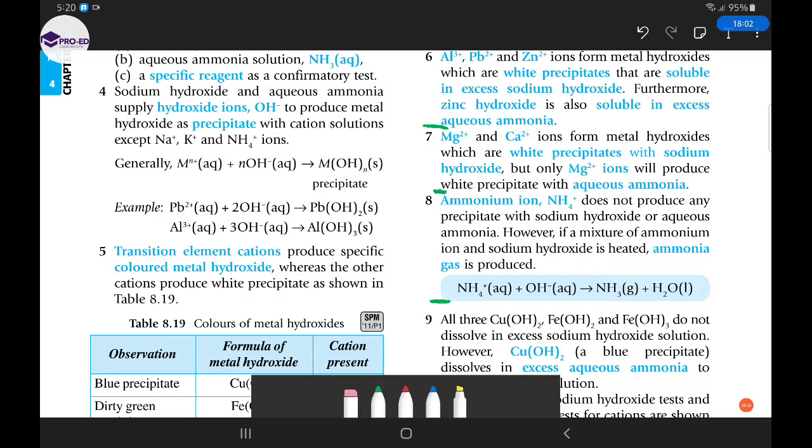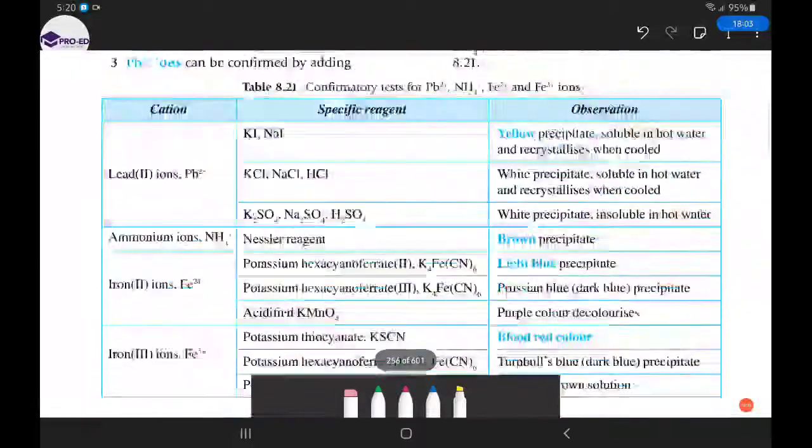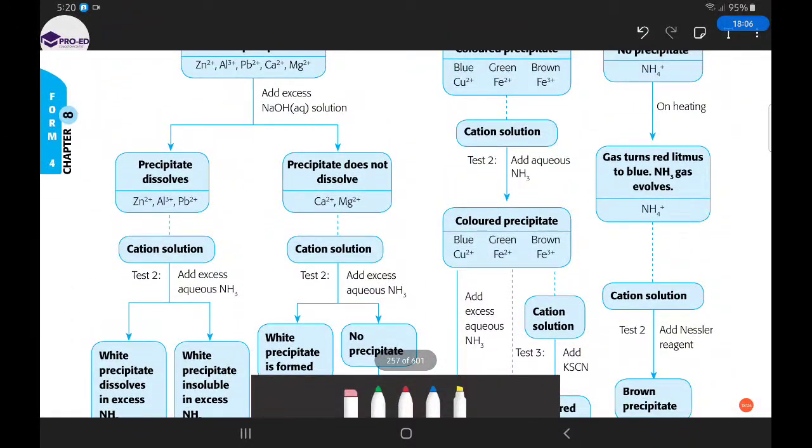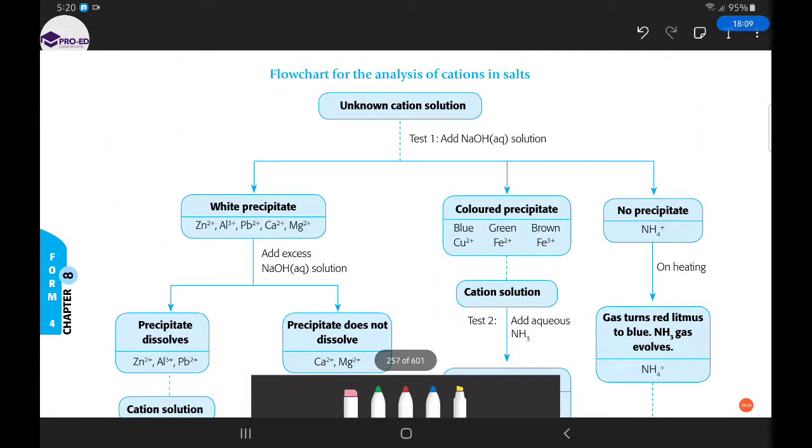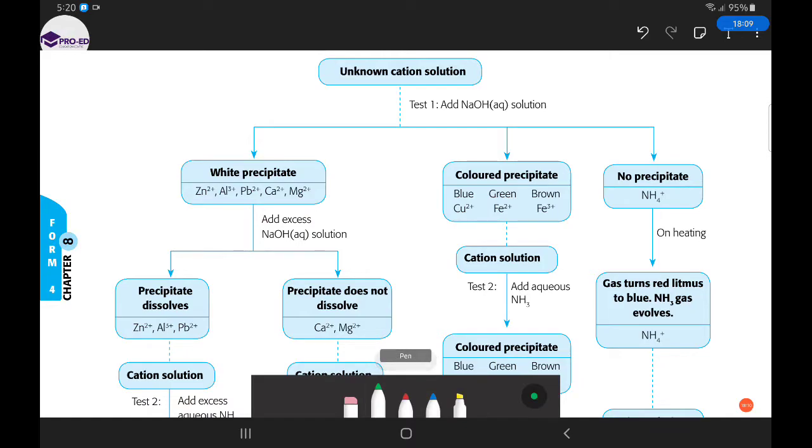So let's go to this and see what they are talking about. We're looking at this side of it, forget everything else. You had your unknown cation solution, you added sodium hydroxide, and we are coming down this direction. We got a white precipitate, so we know it's not the other directions. We are now in this pathway because of the white precipitate.